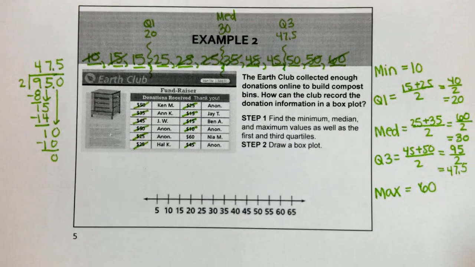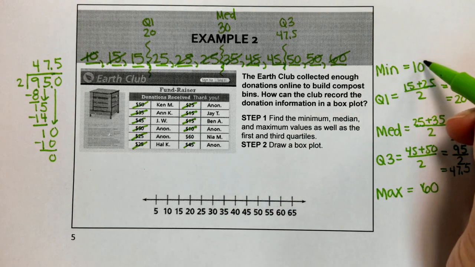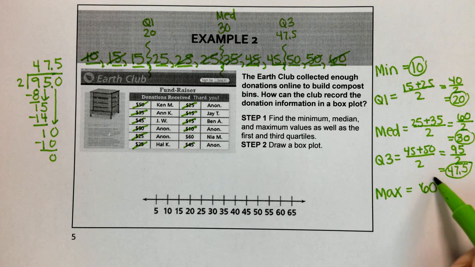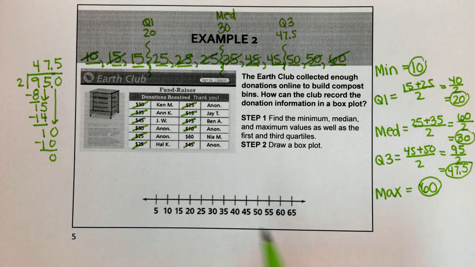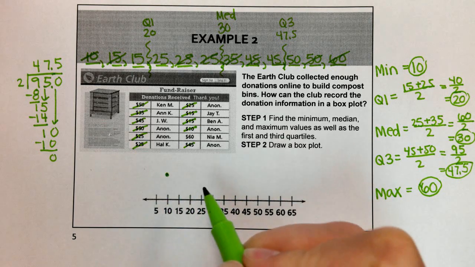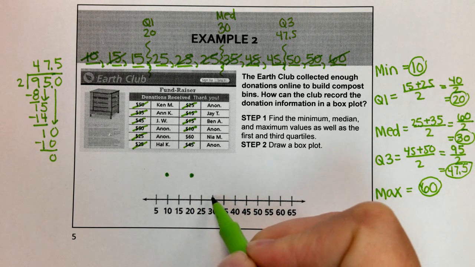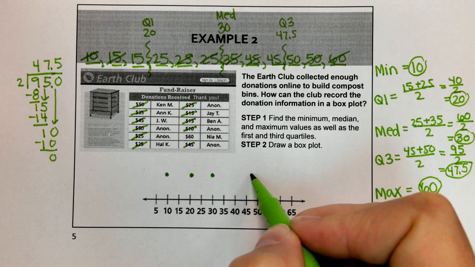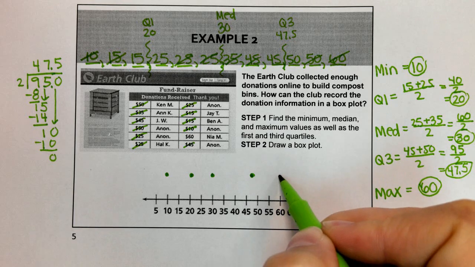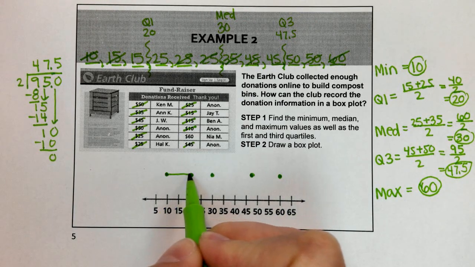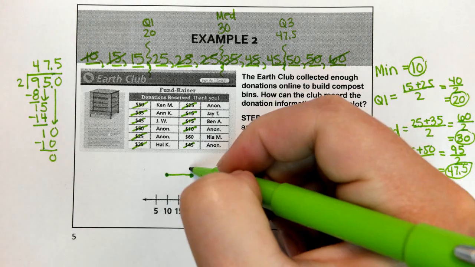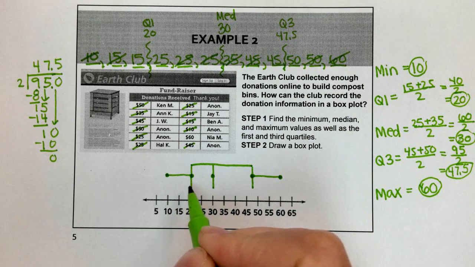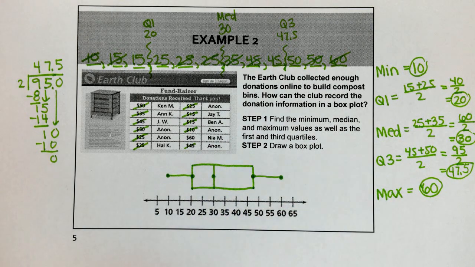Now I'm going to go ahead and put my 5 dots above my number line. So I have 10, 20, 30, 47.5, and 60. So 10, 20, 30, 47.5 is exactly in between 45 and 50, and then 60. Connect the first 2 dots, last 2 dots, 3 vertical lines in my middle 3 dots, connect the tops, connect the bottoms. So that is my box plot.